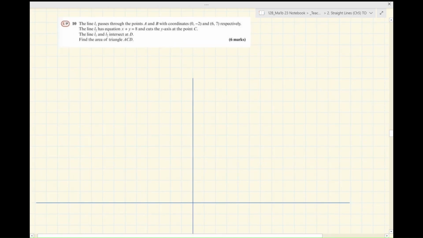Question 10. Right, let's start by drawing a diagram. We've got the point A, which is at (0, -2). And we've got the point B at (6, 7). There's the point B. And we've got the line L1, which passes between them. I'm not going to use a ruler. L1, right.